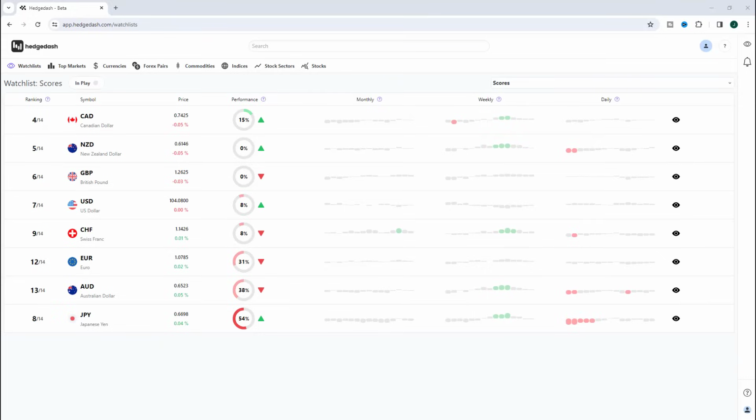Okay, so if we have a look at the scores for the coming week, the main standout currencies and themes for next week are to the short side. The Japanese yen to the short side, although this is strengthening somewhat in the performance metrics here. The Aussie to the short side, Euro to the short side, and we're also going to look at Swiss franc to the short side as well.